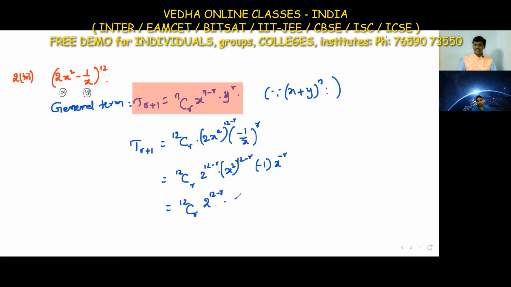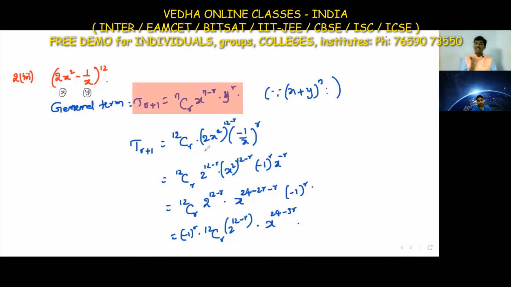and x to the power 2 into 12, that is 24 minus 2r. Take this x to the power minus r and add it to this x to the power minus r. Bases are equal, so we can add the powers. And minus 1 whole power r, write it as it is. It is a coefficient right in the starting. So minus 1 whole power r into 12CR into 2 to the power 12 minus r into x to the power 24 minus 3r.